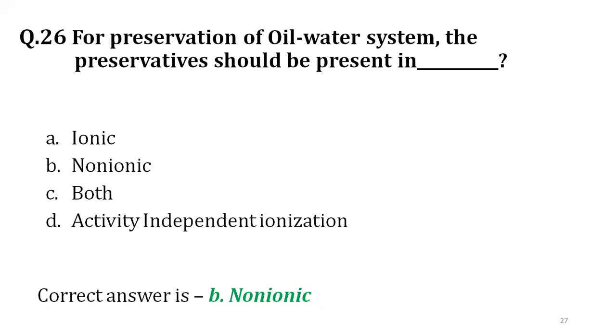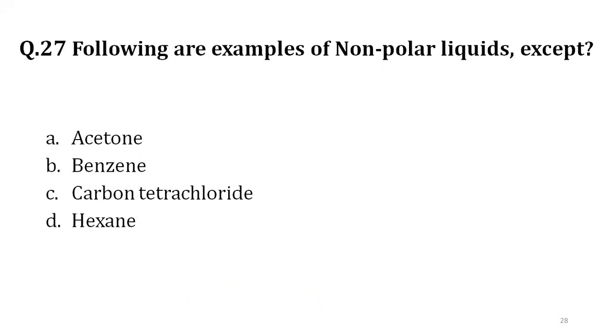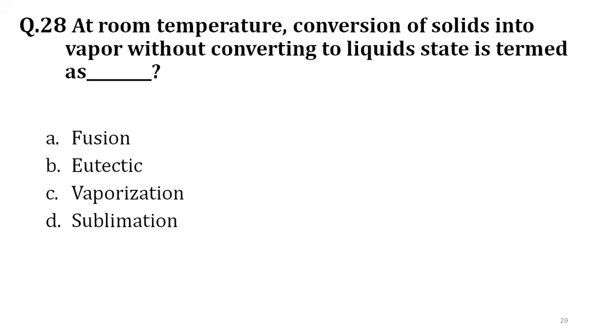While the ionic forms are soluble in the polar solvents. That's why the ionic form of the preservative is not able to enter into the microbes. So the correct answer is that it should be present in the non-ionic form, option B. Question number 27. Following are the examples of non-polar liquids except option A acetone, B benzene, C carbon tetrachloride, and D hexane. So you guessed it right. That is option A, acetone.